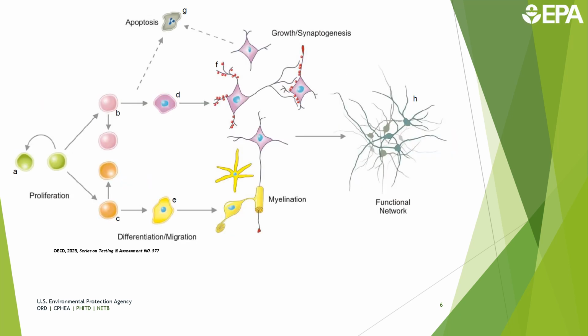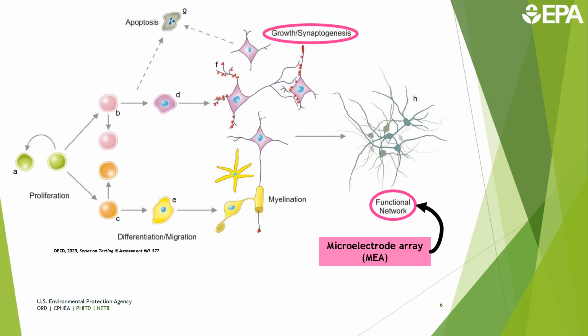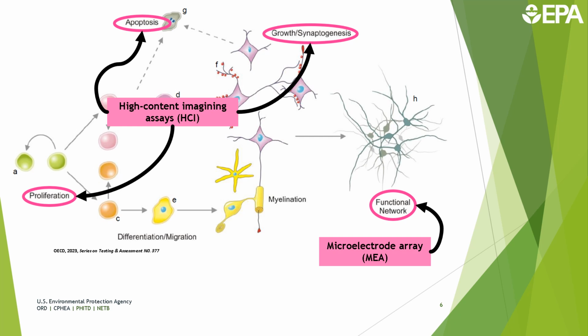The EPA New Approach Methodologies, or NAM, in vitro assays are being employed to assess chemical hazard for neurotoxicity, which are focused on covering some of the key neurodevelopmental processes in the brain. This includes functions such as network formation, which is measured by microelectrode array, or MEA, as well as synaptogenesis, proliferation and growth, and apoptosis, which can all be measured by high content imaging.